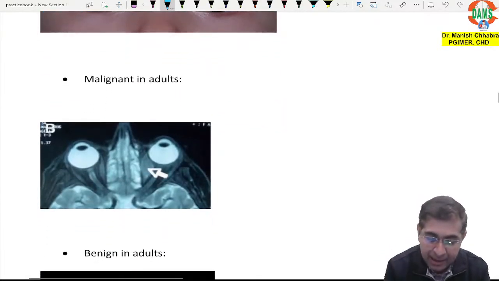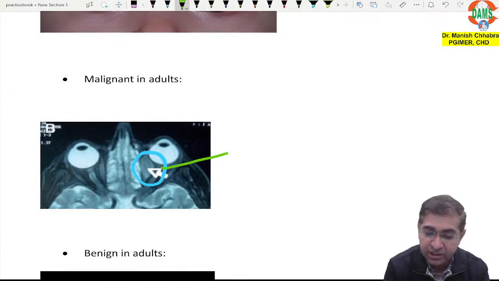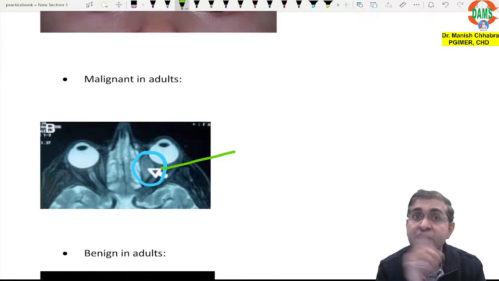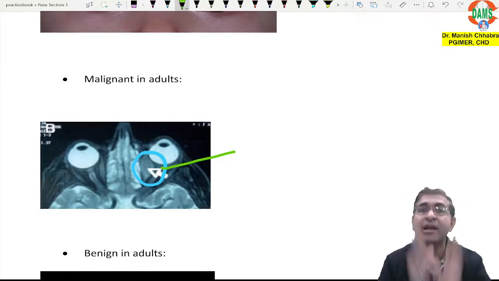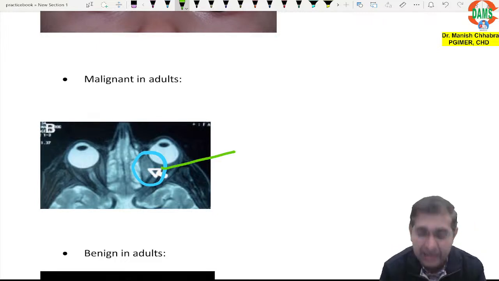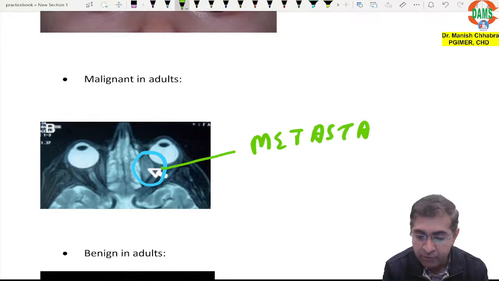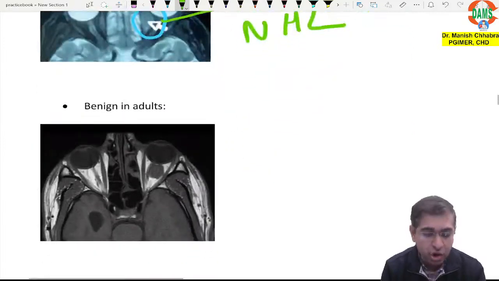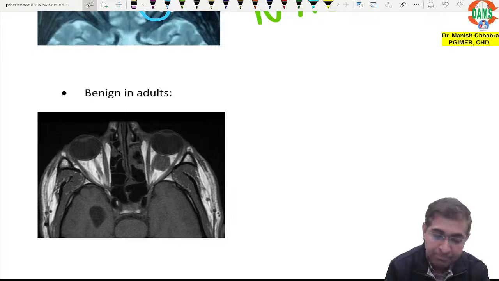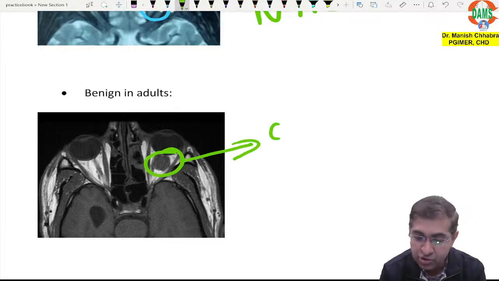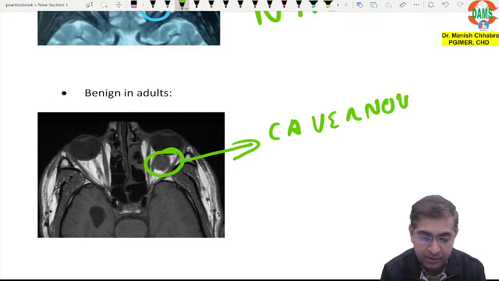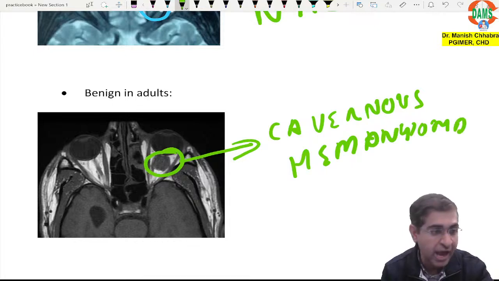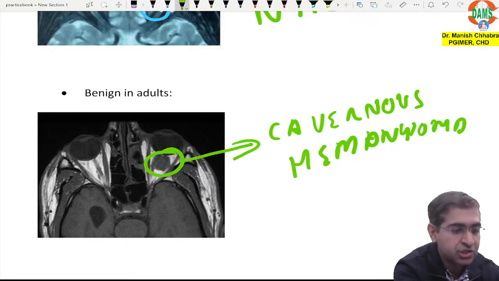Which is the most common malignant intraorbital tumor in adults? I am not saying intraocular. Intraocular is choroidal melanoma. I am talking of intraorbital. So it will be metastasis. Which is the most common metastasis? Non-Hodgkin's lymphoma. Okay. Which is the most common benign intraorbital tumor in adults? This is your cavernous hemangioma. Cavernous hemangioma. Yes. So I have given you so many MCQs.